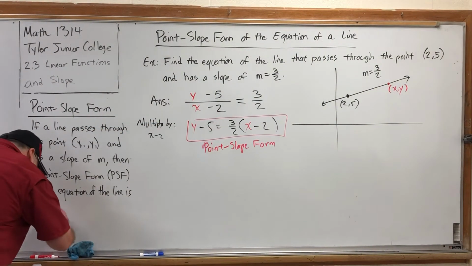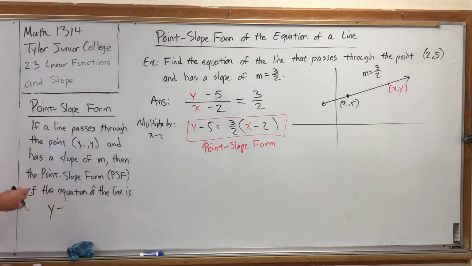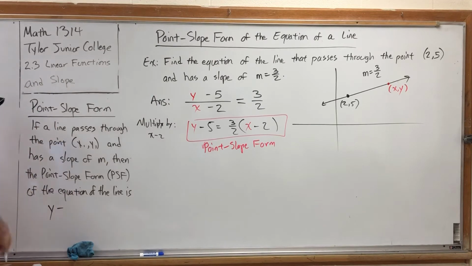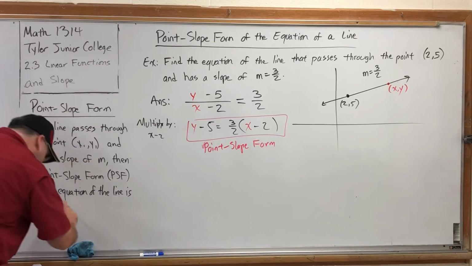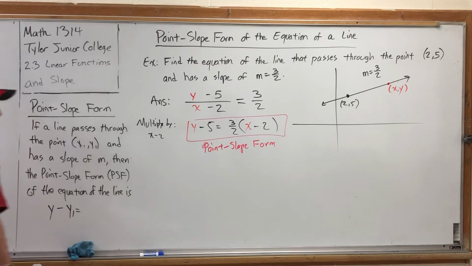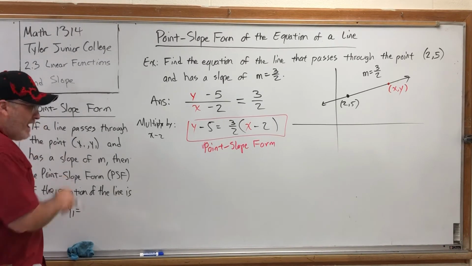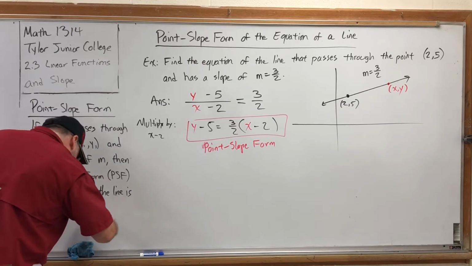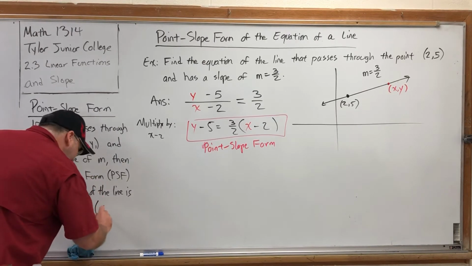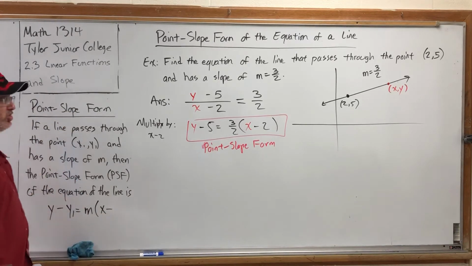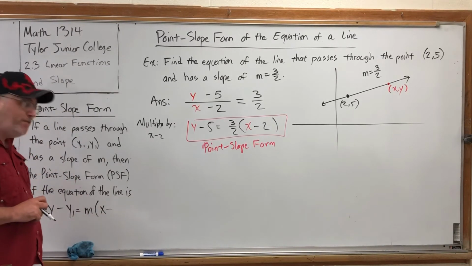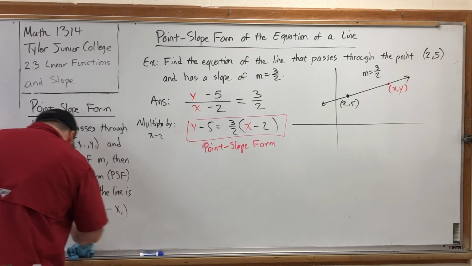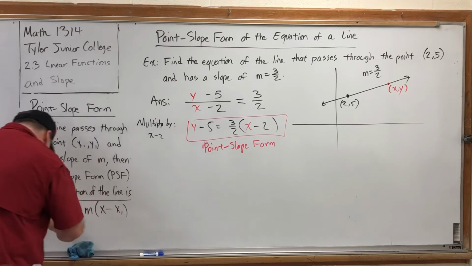We're going to start with y because our equation will have a y in it. But the 5 was the y-coordinate of the specific point, and the y-coordinate of this specific point is y1. Equals. Over there we had 3/2, but that's because it was the slope. The slope generically is an m. And then open parentheses, x minus. In that question it was 2, but that was the x-coordinate of the given point. The x-coordinate of this given point is x1. And just like that, we've built point slope form of an equation.